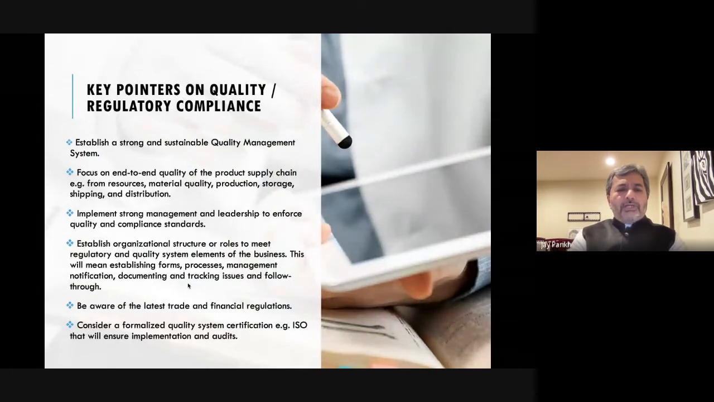Some of the key pointers I'll quickly browse through for quality and regulatory compliance. Establish a strong and sustainable quality management system. Focus on end-to-end quality of the product supply chain, from resources, material quality, production, storage, shipping, and distribution. So you have to make sure that every aspect is being taken care of properly.